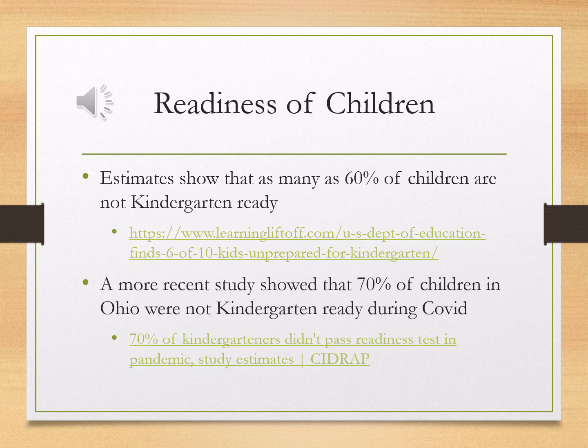So kindergarten readiness is a hot topic, and these developmental screens exist for a reason, because there are estimates that as many as 60% of children do not have these skills. They do not have the skills that will necessarily help them to be successful in kindergarten.